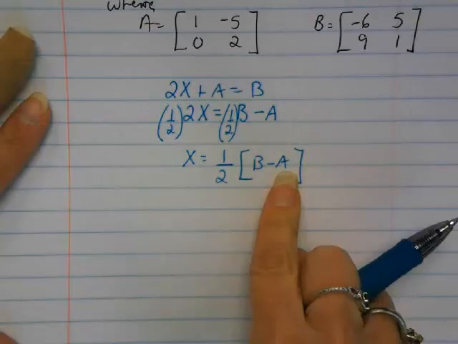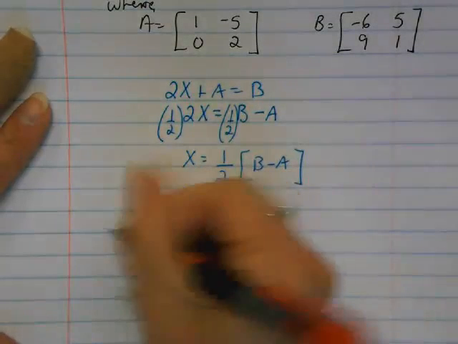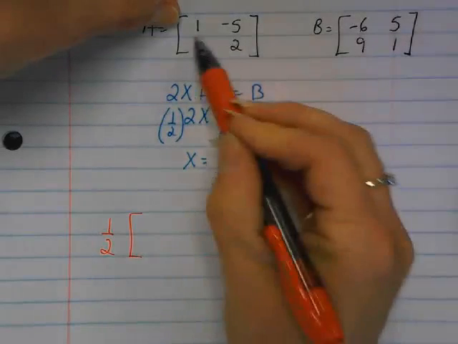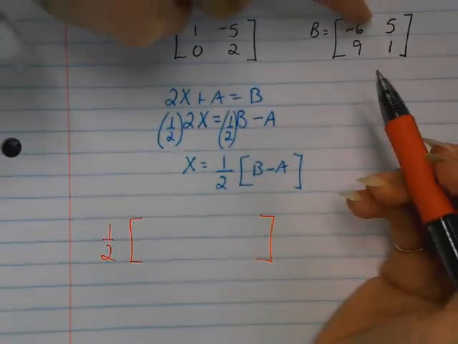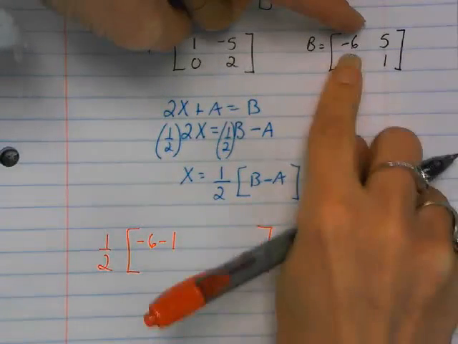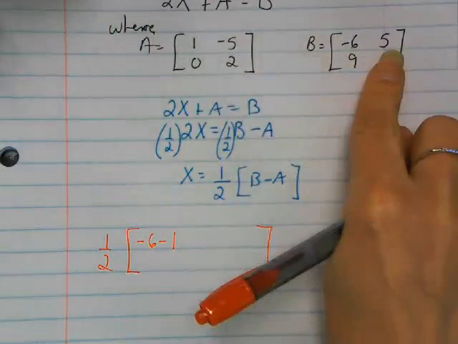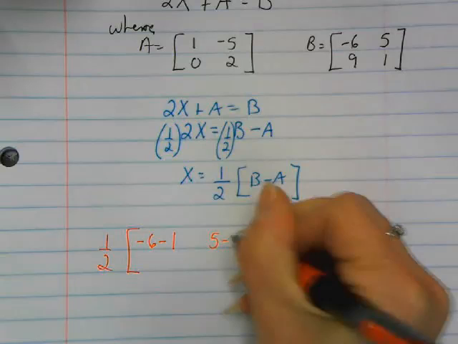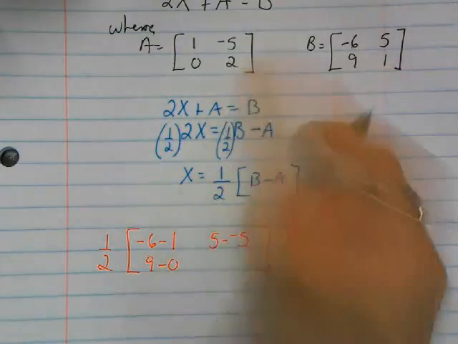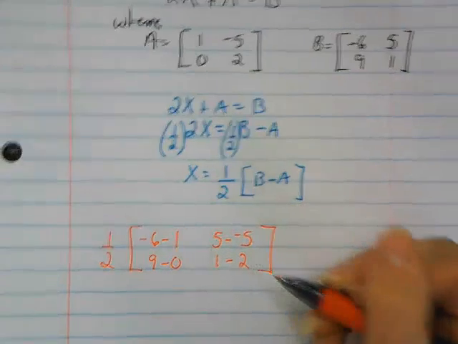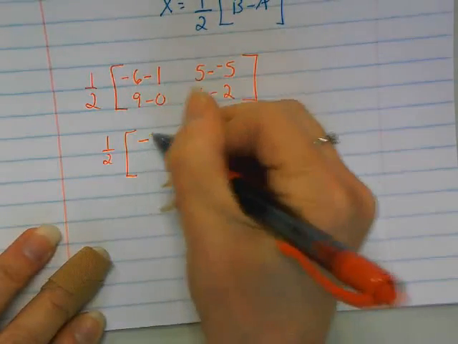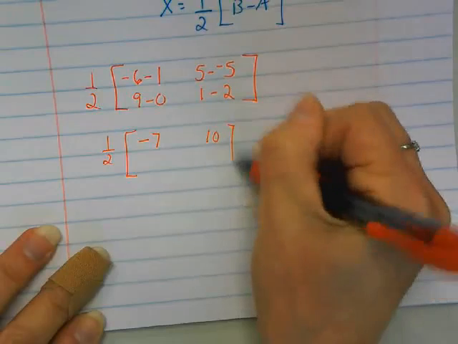So the first thing I'm going to do is just take 1/2 of B minus A. So I'm going to start with B and subtract A. So it's going to be negative 6 minus 1. This minus this. 5 minus a negative 5. 9 minus 0. 1 minus 2. Okay, let's go ahead and clean that up first. So just leave the 1/2 out there. I get negative 7, 10, 9, negative 1.